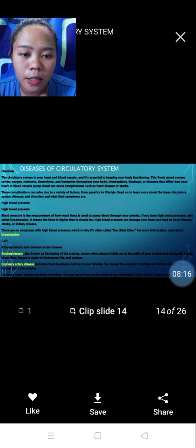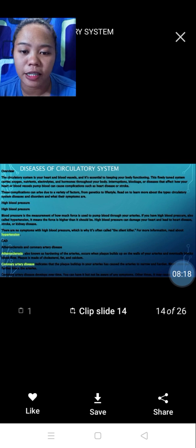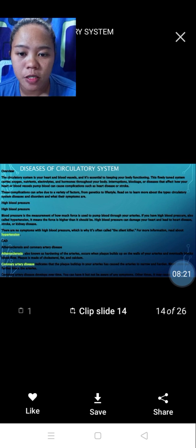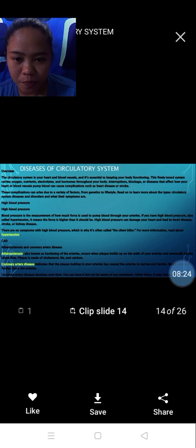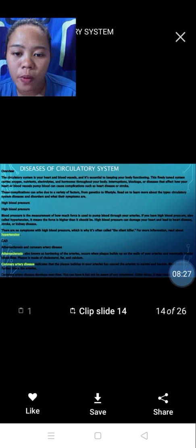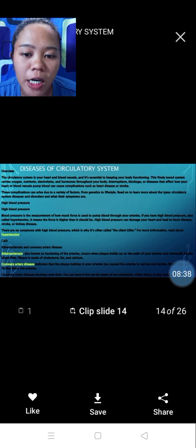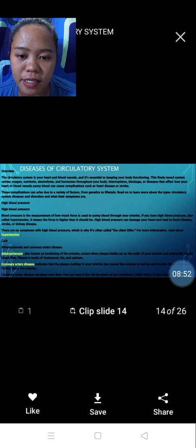So, we have here the types of circulatory system diseases and disorders, and what are their symptoms. First is high blood pressure. Blood pressure is the measurement of how much force is used to pump the blood through your artery. If you have high blood pressure, you are called hypertensive. It means the force is higher than it should be. High blood pressure can damage your heart and can lead to heart diseases, stroke, or kidney diseases.